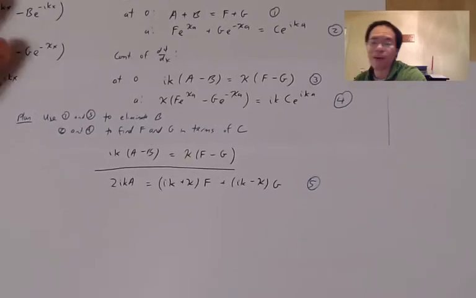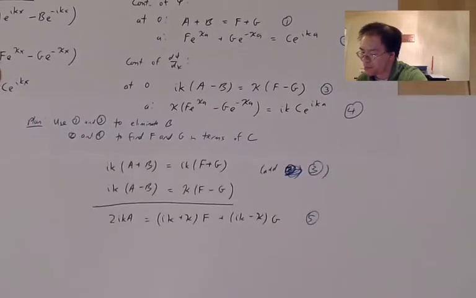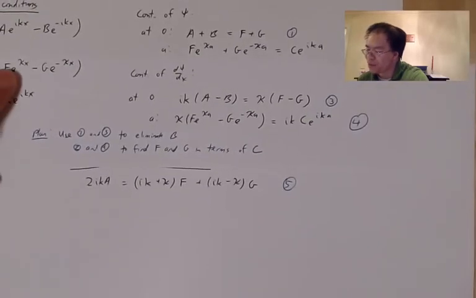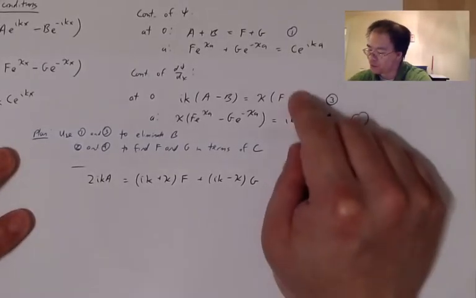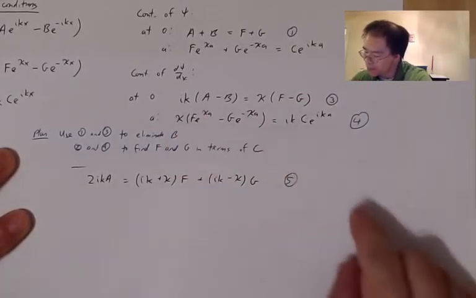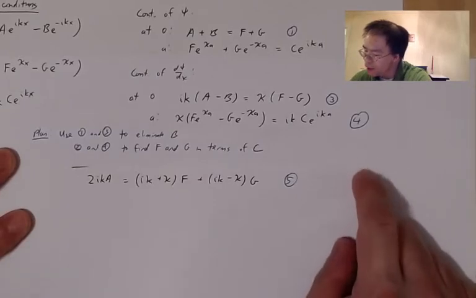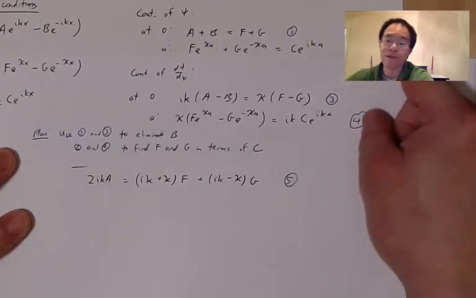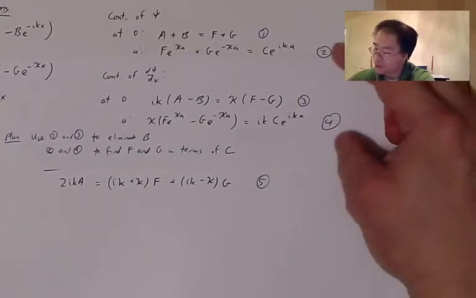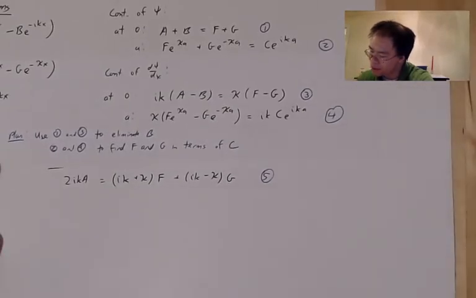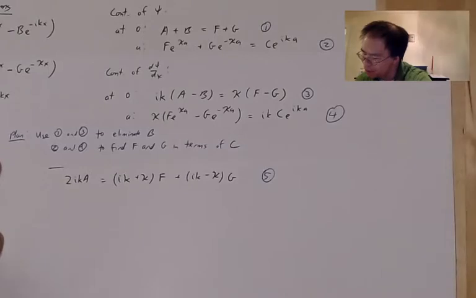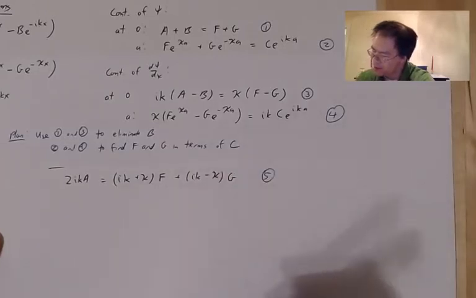Okay, so that's how we've eliminated b. Now we're going to do something similar, right? Because we want to deal with f and g. So this time we'll look at equations 2 and 4 over here. So let's see, what shall we do this time? I'll multiply 2 by kappa.